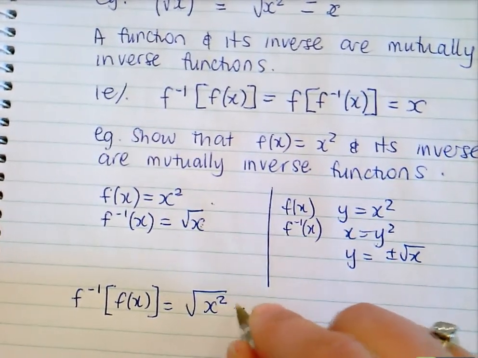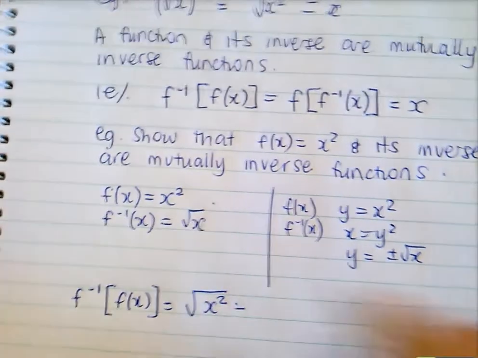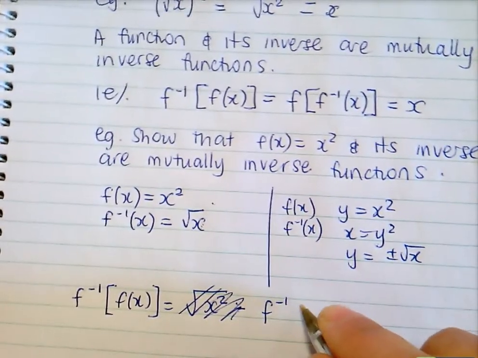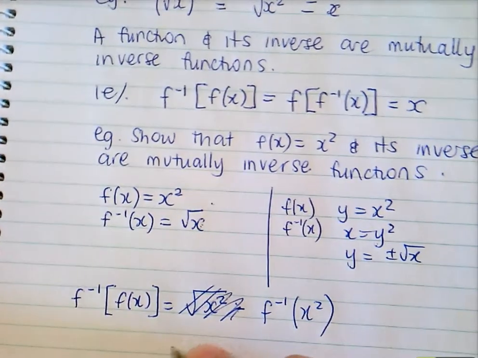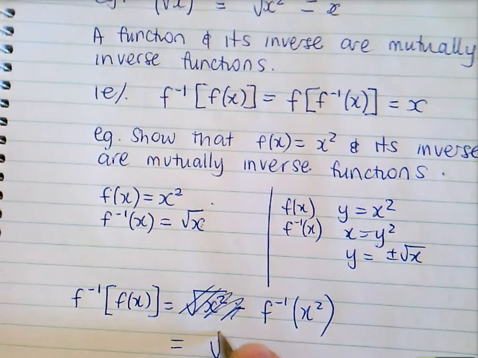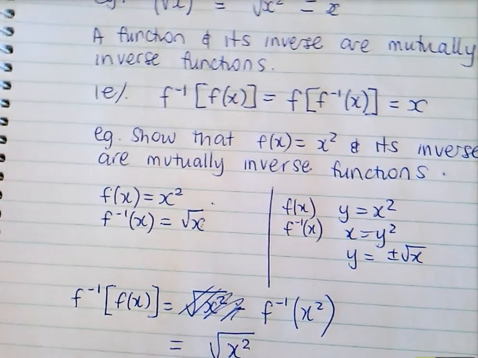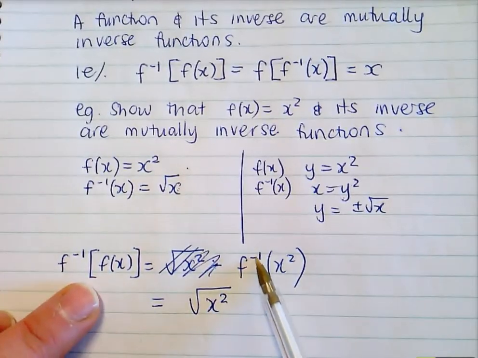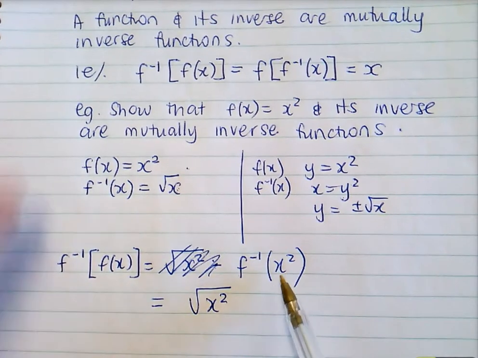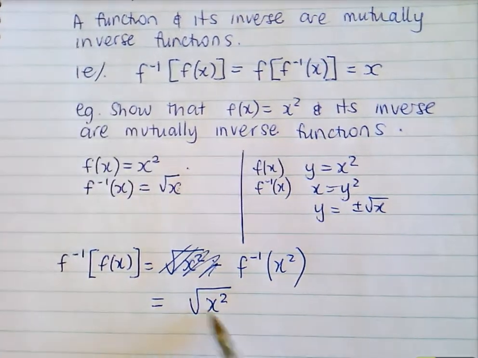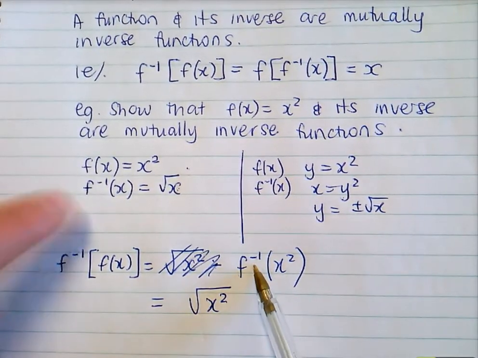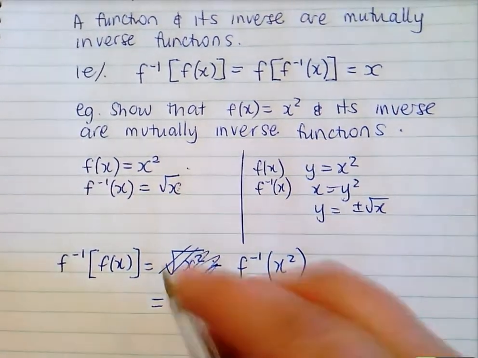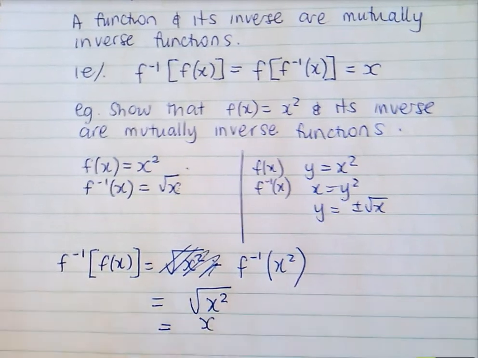I can write that as f to the minus 1 of x squared. Are we okay with that? Which is the square root of x squared. So the inverse function of the function of x is x squared, which happens to be the square root, because that's what the inverse function is telling me, to square root whatever I've got. Square root of x squared, which is x.